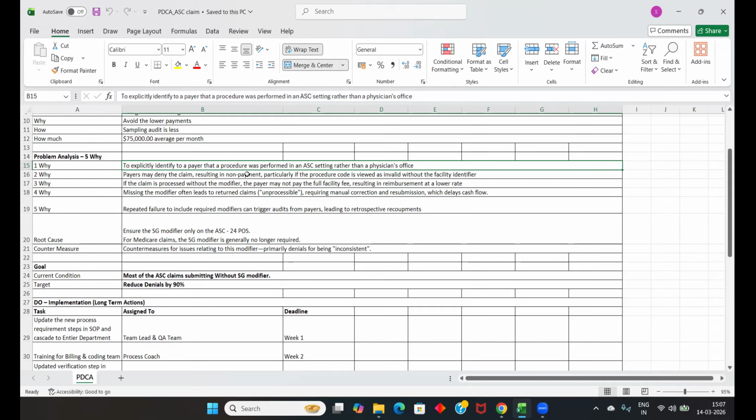See, so I'll give some suggestions on how you can do it. For example, all of us here, let us ask this question. The first one: to explicitly identify to a payer that the procedure was performed in an ASC setting. ASC setting, why do they need a modifier? Why do they need a modifier for the ASC setting?